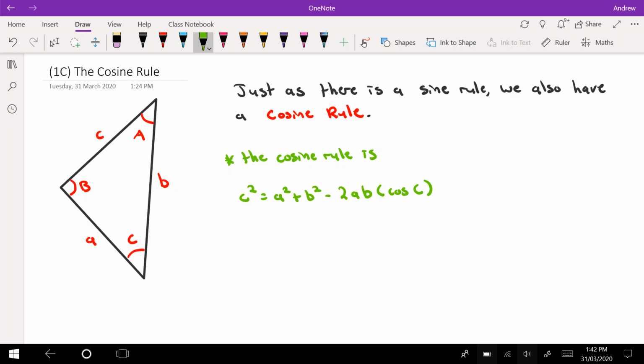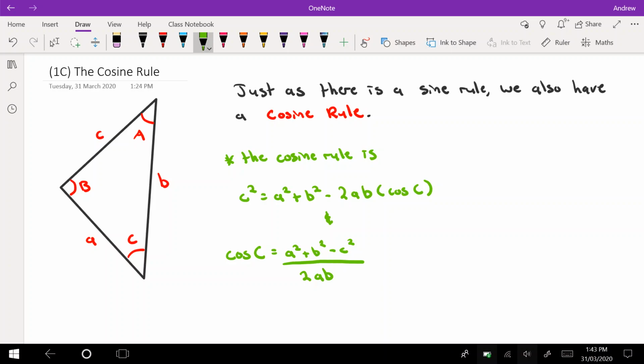Now, there is also a rule to find the angle, and that is that the cosine of c is equal to a squared plus b squared, take c squared, over 2ab. Now you can interchange these letters as much as you want. It's just talking about the line C and the angle C, how it has to be opposite.